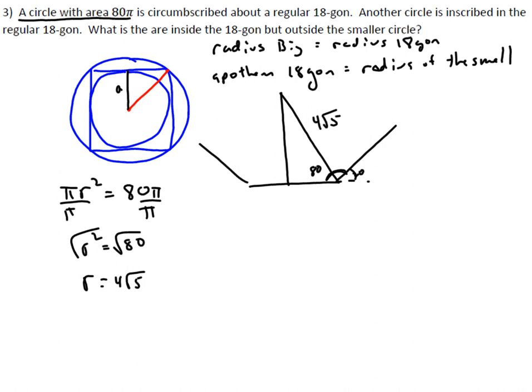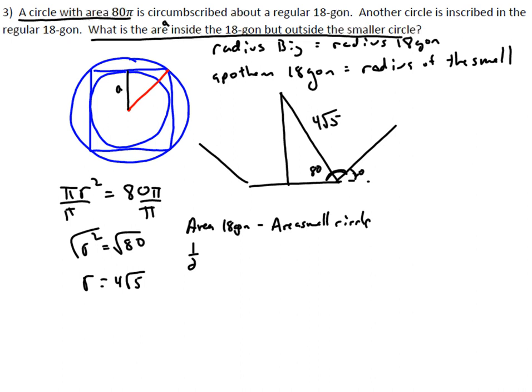Now we start using our trig to find the apothem of the 18-gon. Ultimately, what this problem is asking is, what is the area inside the 18-gon but outside the smaller circle? So we want to find the area of the 18-gon minus the area of the small circle. For the area of the 18-gon, we use one half apothem times perimeter, minus pi times the small radius squared. But the A and the R are the same.